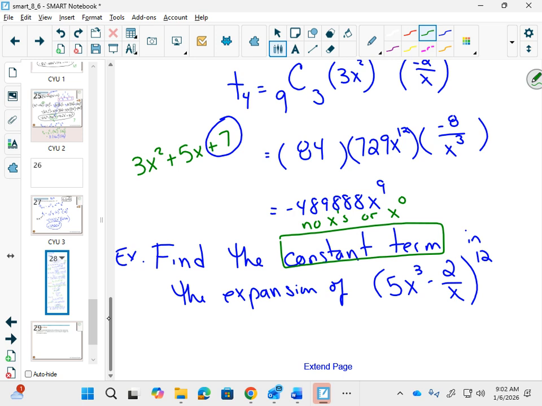Technically, no x's is the same as x to an exponent of 0. And now this is identical to the question we just did right before this. Right before this, it said find x to the 9 in the expansion. When it says find the constant term, it's like saying find x to the 0 in the expansion. But it was one extra step to know that this means x to the 0.